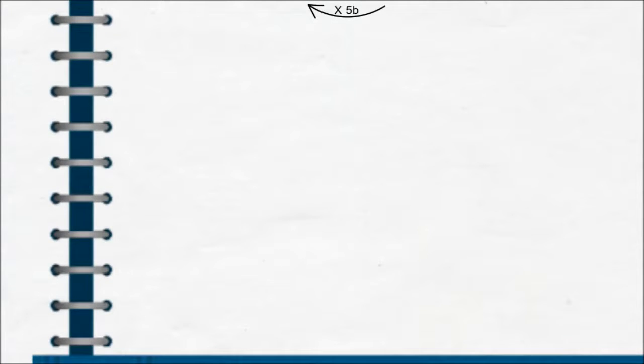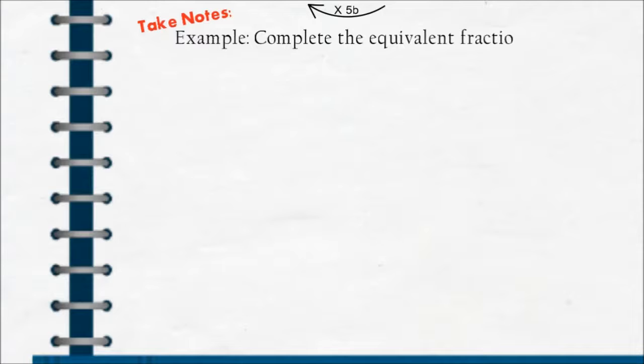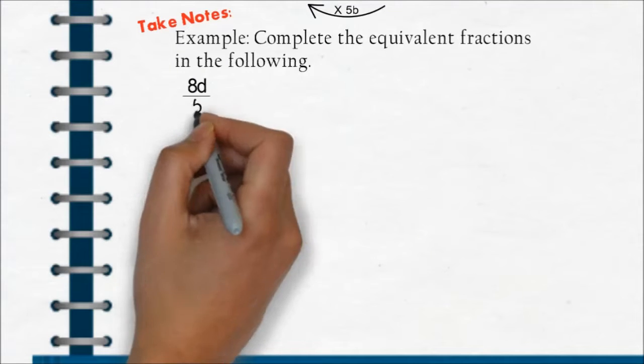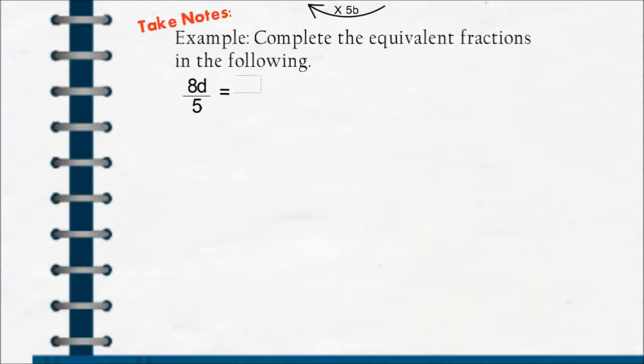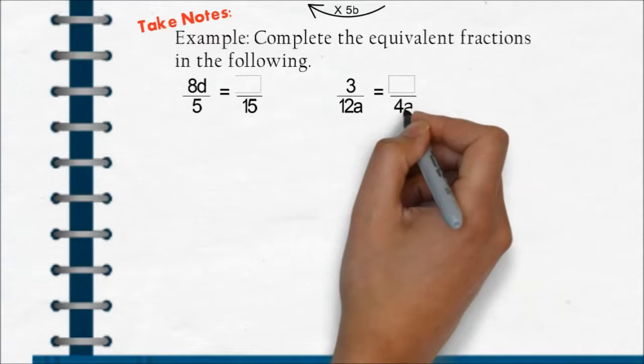Alright, so some quick examples for us to work out. Example 1. Complete the equivalent fractions in the following. 1. 8d over 5 equal to box over 15. 2. 3 over 12a equal to box over 4a.